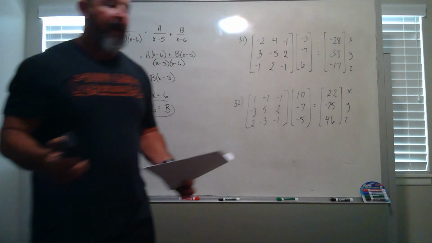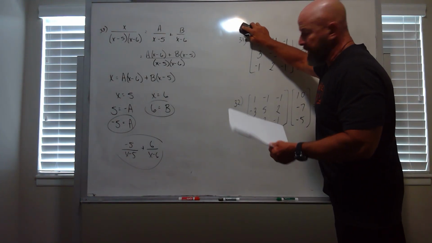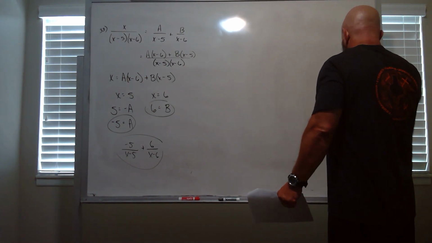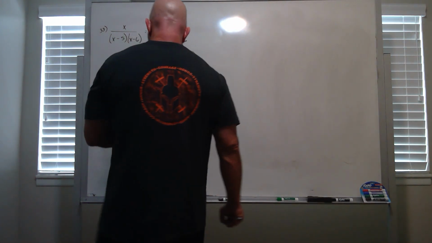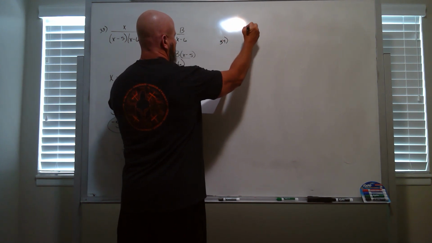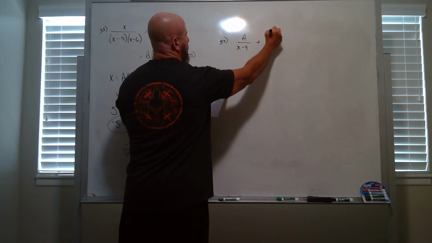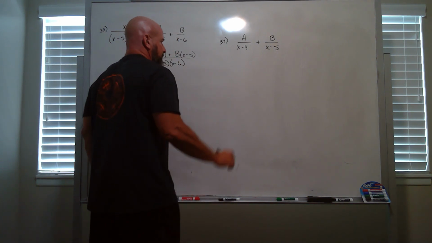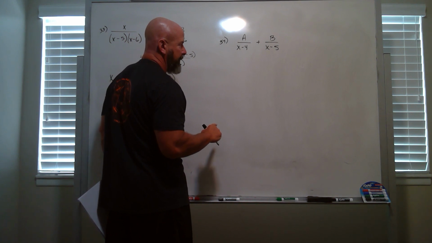34 is already factored. Matter of fact, 34, 35, 36 are all already factored. So I know what the denominators are going to be. So what I know is, on 34, I'm going to have a over x minus 4 plus b over x minus 5. There's my common denominator, x minus 4, x minus 5.